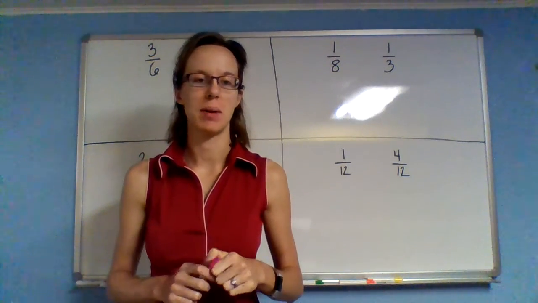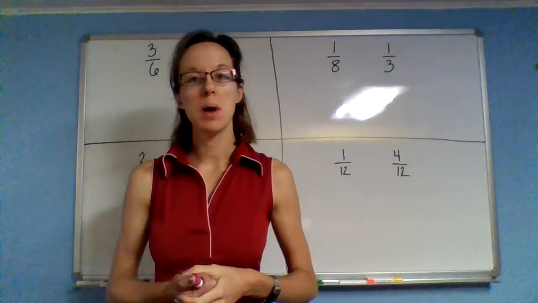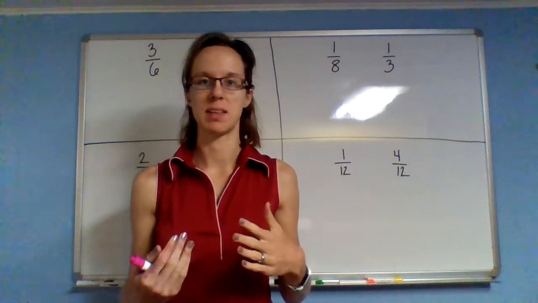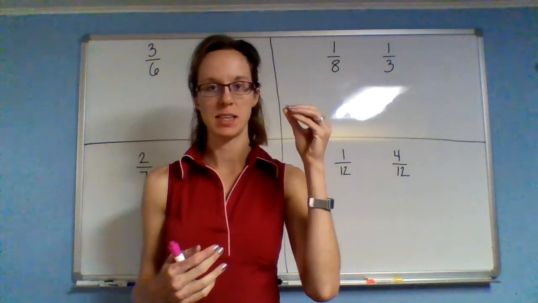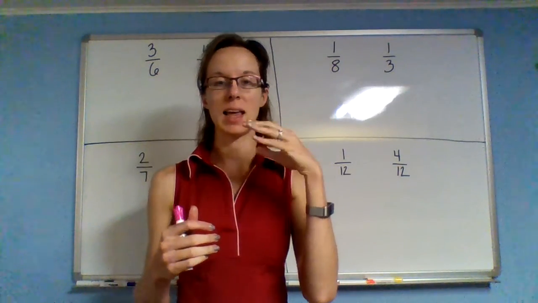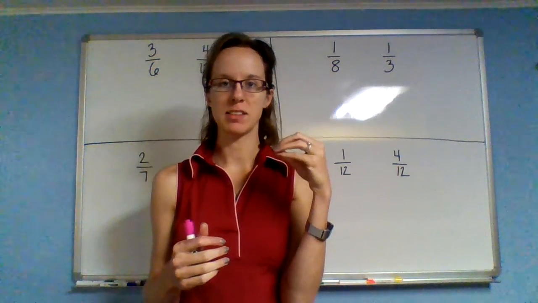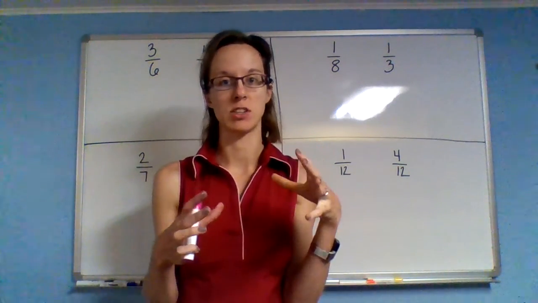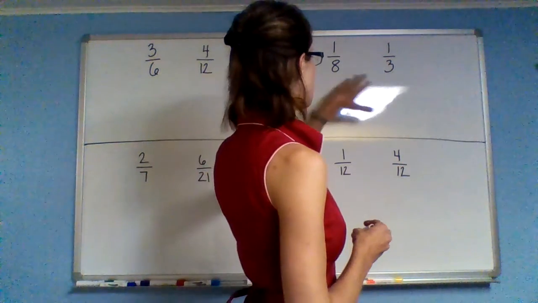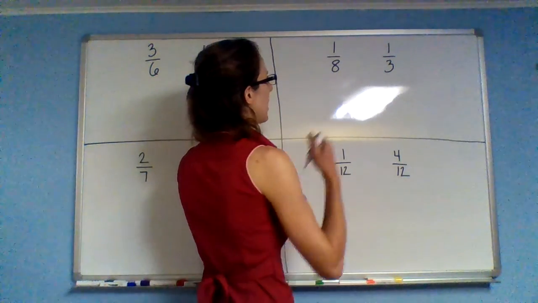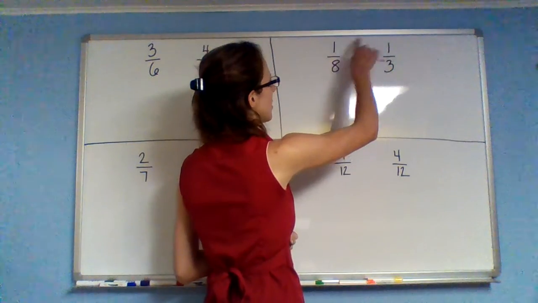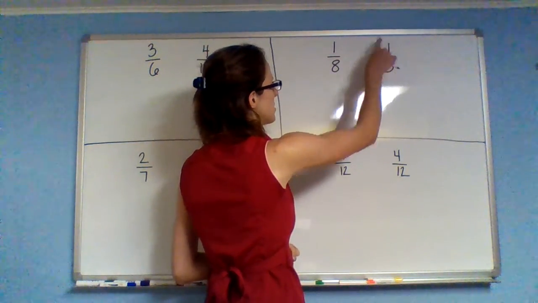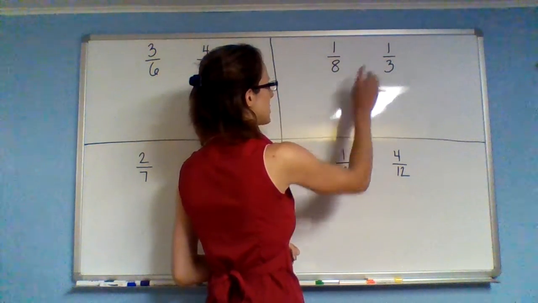Today we are talking about comparing fractions. So when we want to compare fractions, we have a couple of things to consider. We have the numerators to consider, so how many, and then the denominators to consider, how big of a section are we talking about. So when we compare something like 1/3 and 1/8, the numerators are the same. So then I have to think about how big of a section am I talking about.